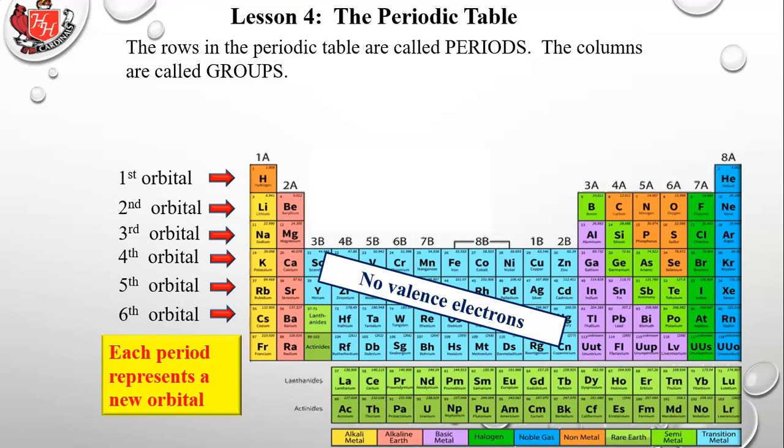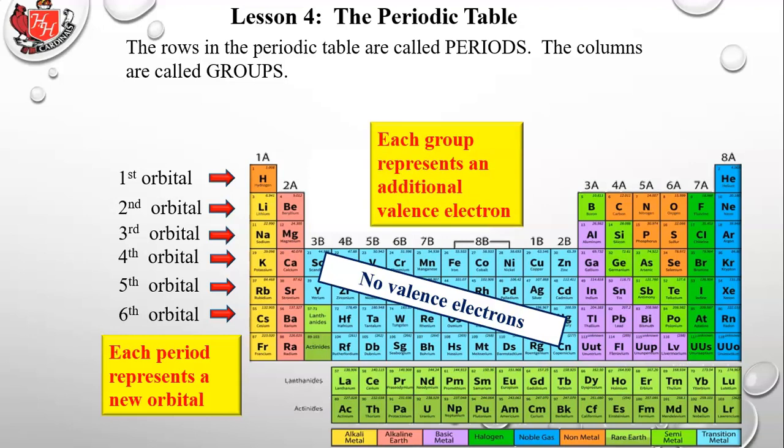Now the orbitals, as I said earlier, are a little more complex than just circles. We'll study that later on in the course. But for right now, just assume that they're circles. The transition metals, those light blue ones where it says no valence electrons, just forget about those for now. And we'll deal with that later on. So each group, that's each column, represents an additional valence electron.